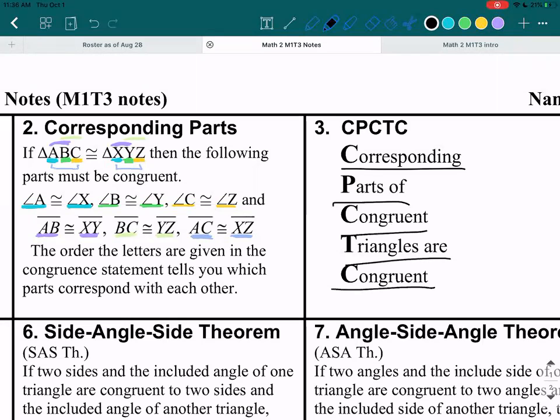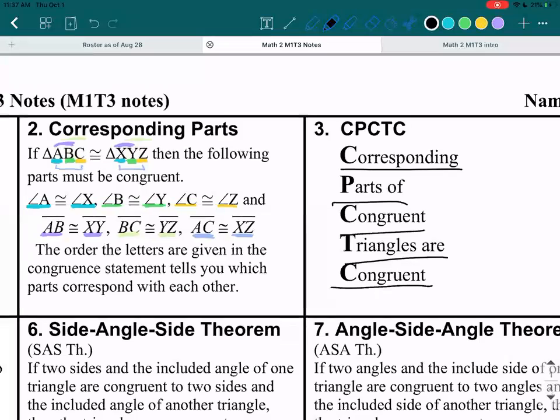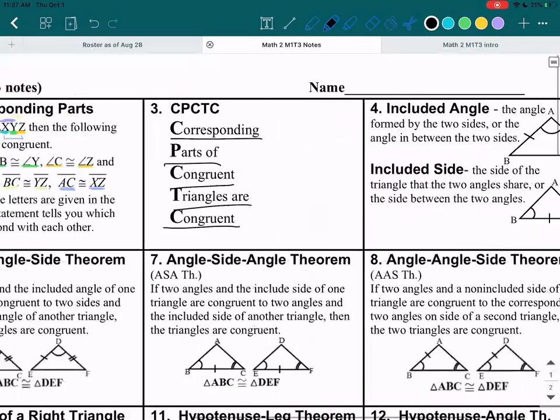Okay? So I'm going to pause here and see if any of you have any questions. I'll give you 10 seconds to either type in the chat or say something out loud. Cool, so let's go on to the next section, which is box number 4.